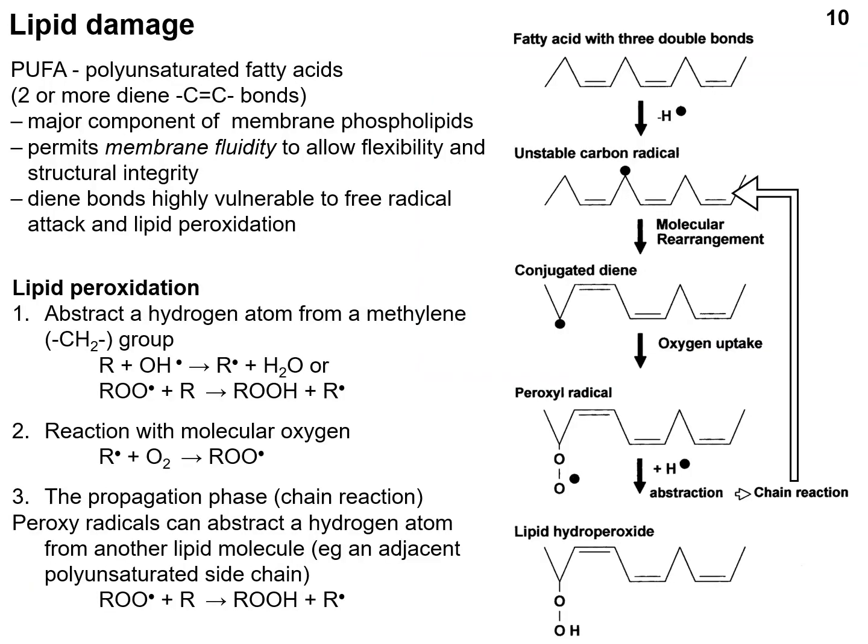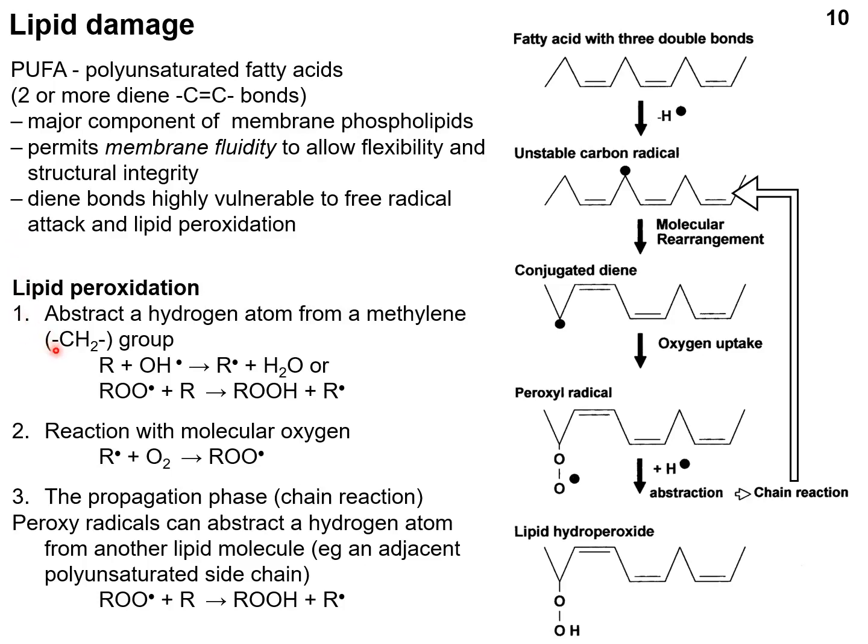Let's turn our attention to lipids, particularly the phospholipids that you find in membranes. The lipids in the membranes that are particularly susceptible to oxidative damage are the polyunsaturated fatty acids, or PUFAs for short. These contain two or more diene bonds. So they're a major component of membrane phospholipids. They're there to allow membrane fluidity, so flexibility, and also they're important for structural integrity. And the point about this is that they're particularly susceptible to free radical attack.